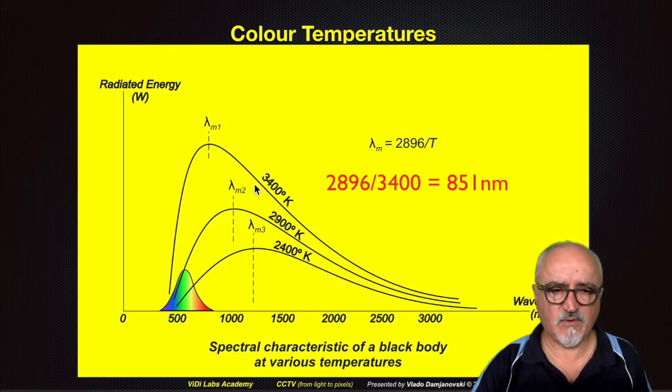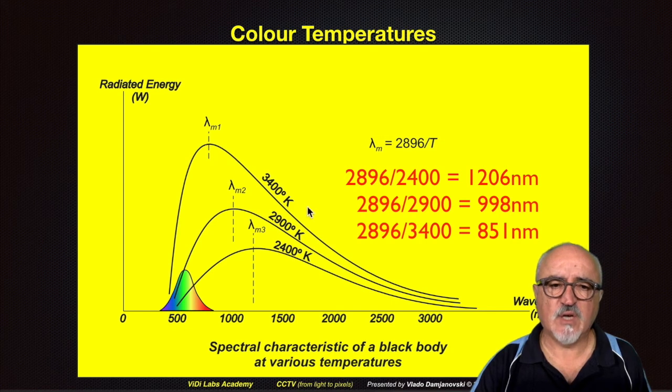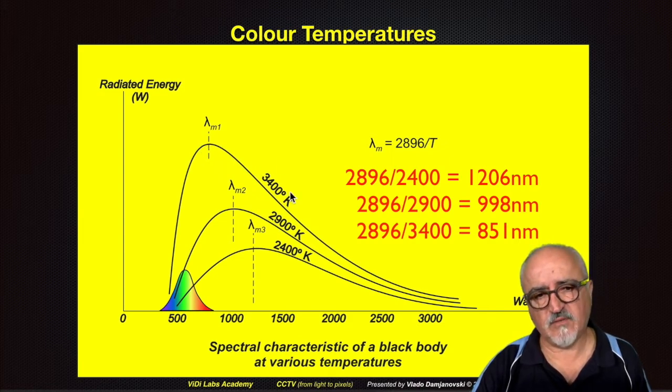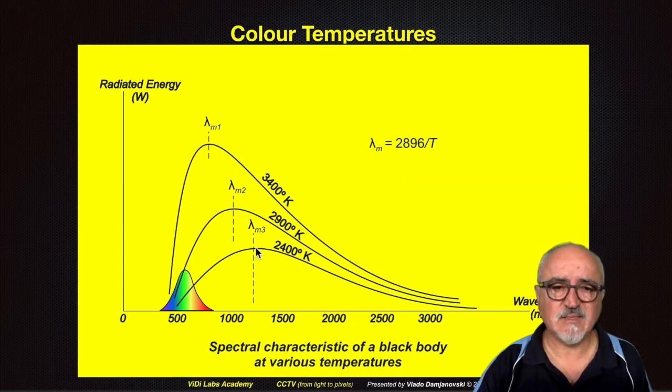So every different temperature, whether it's 2400 or 2900 or 3400, has a certain peak that shifts. So the hotter the black body is, the closer the peak is towards visible light, and it goes in fact towards the bluish. The colder it is relative to 3400, the peak goes away from the red color into the infrared, which is the portion of the spectrum where the heated body radiates its heat.